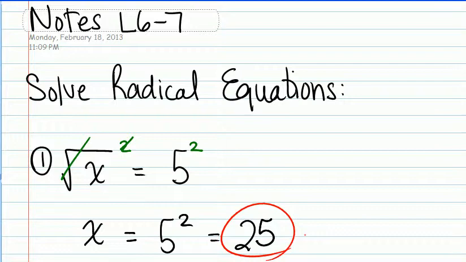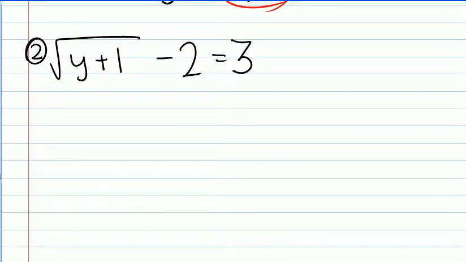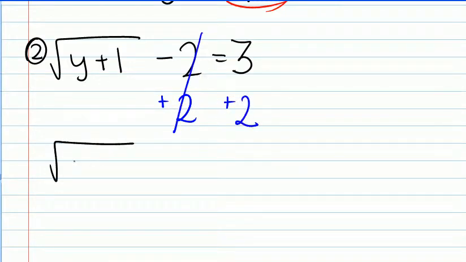So let's try number 2. The square root of y plus 1 minus 2 equals 3. So our first goal is to get the square root all by itself. To do that, we're going to add the 2. So now we have the square root of y plus 1 equals 5.